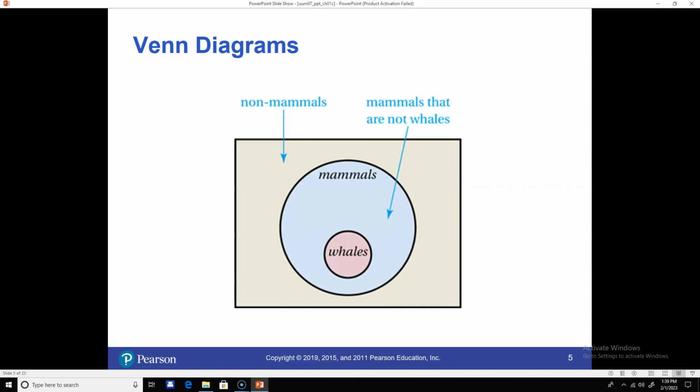So whales are a subset of mammals, right? There's all kinds of mammals that are not whales, but all whales are mammals, right? You have humans, you have cats, you have dogs, you have all variety of animals that are mammals. Anyway, so that's pretty clear. Yeah, so if a set is completely contained in another set, we call it a subset. So here whales is a subset of mammals.